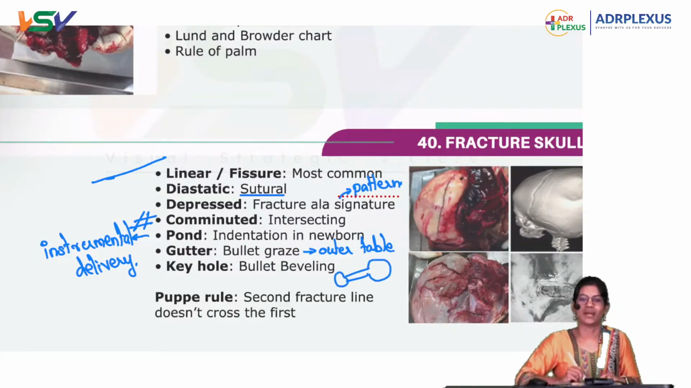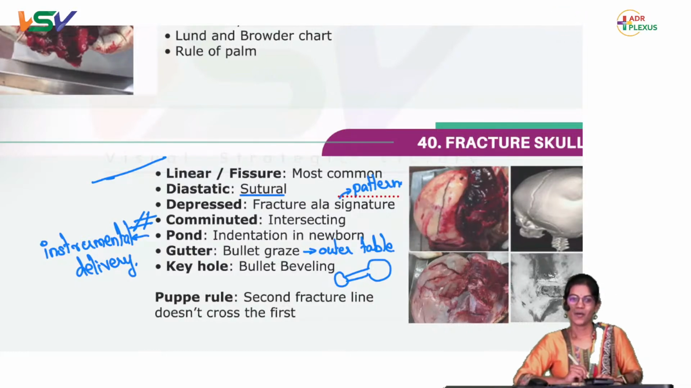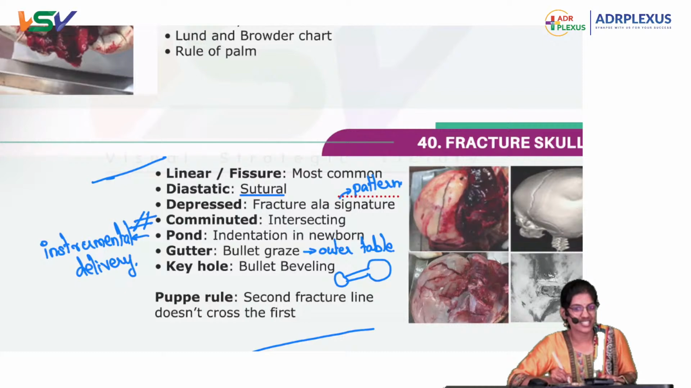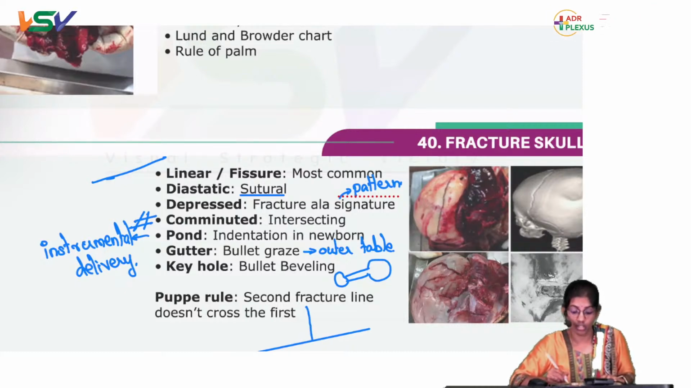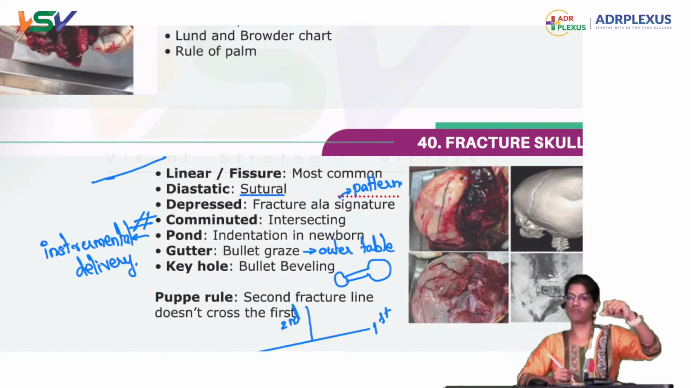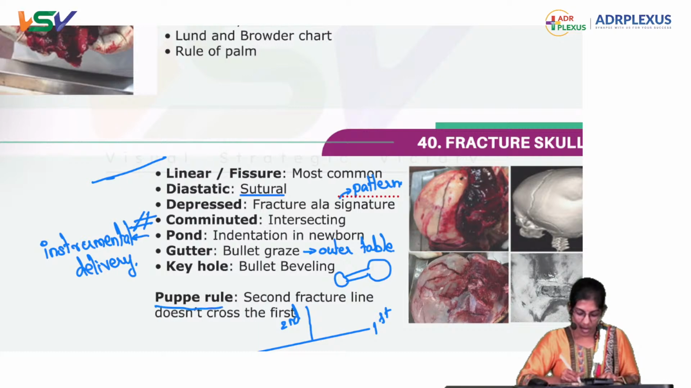This is a keyhole pattern. One small and one big hole. Pappé's rule states that when there is one fracture line that's already there, the second fracture line cannot cross the first fracture line. Because the energy is coming, but then there's a gap, it gets dissipated. That's all. So that is Pappé's rule.